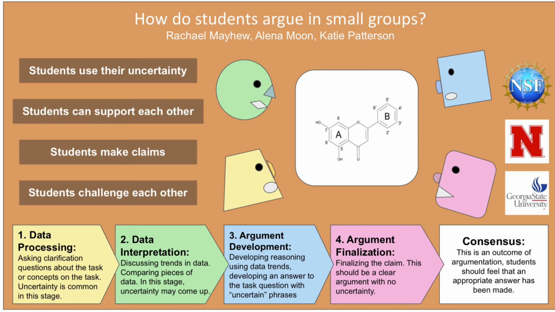They normally go into data interpretation, which is when they start to notice trends in the data and make comparisons. Statements like, oh, this is a molecule that can kill bacteria. I wonder what adding different functional groups does to it. Maybe if I add more alcohol groups, it would be better. And so as students use different reasoning skills, they shift into argument development.